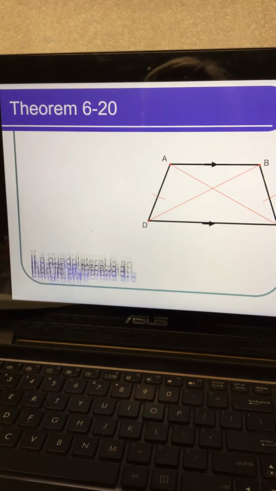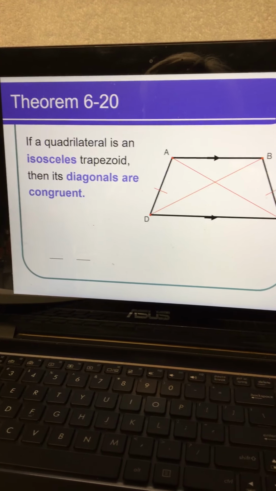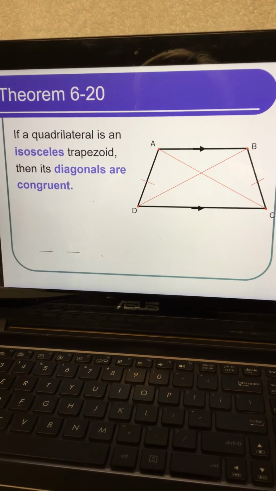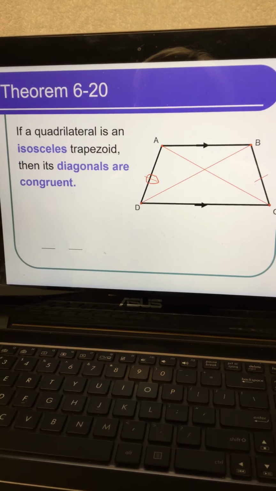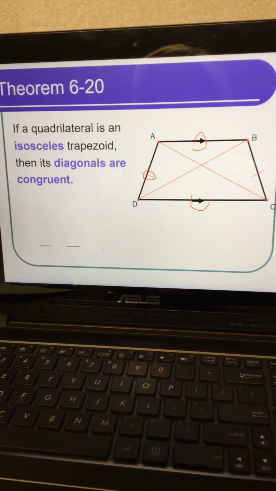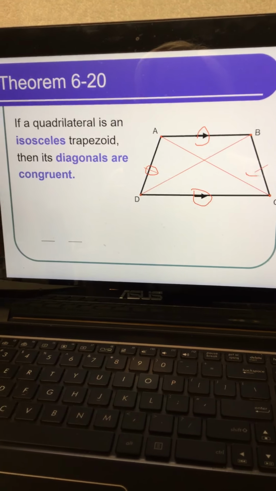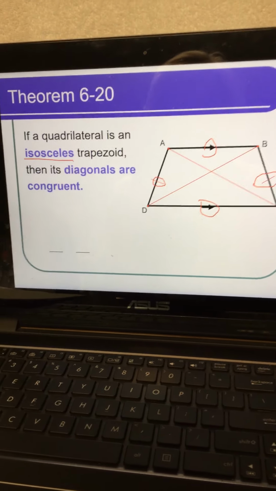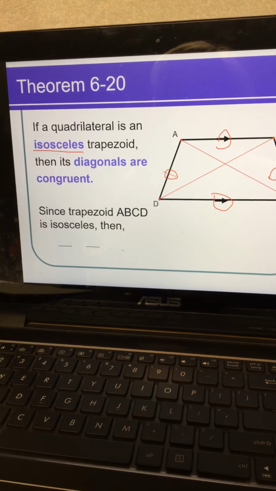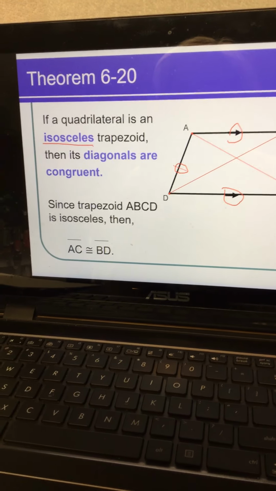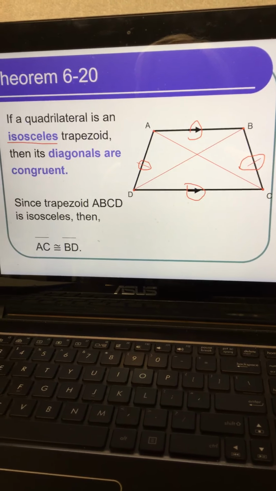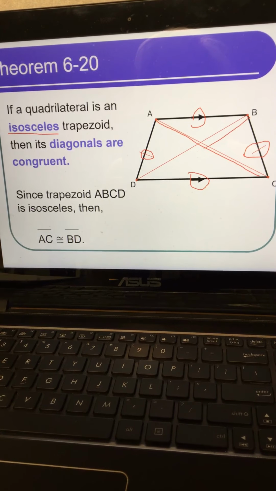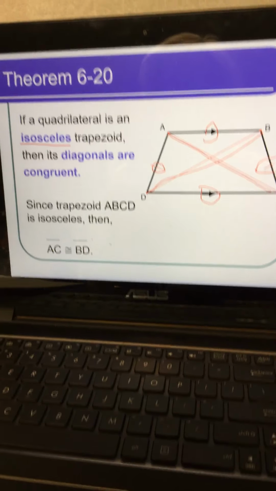Theorem 620 says this. If a quadrilateral is an isosceles trapezoid, then its diagonals are congruent. This is a trapezoid. I have one pair of parallel bases and I have a pair of congruent legs. So this is definitely an isosceles trapezoid. So that would mean, since I have an isosceles trapezoid, that the diagonals, you know what the diagonals are, going from A to C, B to D, have to be congruent.